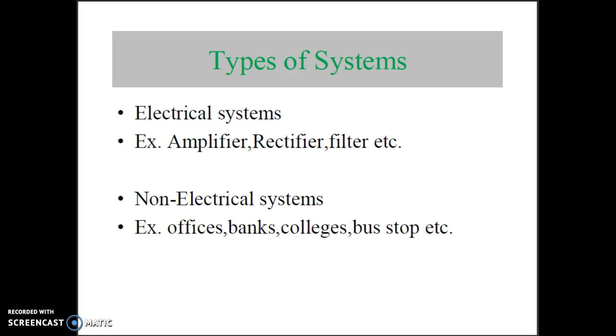There are two main types of systems, electrical systems and non-electrical systems. Examples of electrical systems are amplifiers, rectifiers, filters, etc. Let us consider the amplifier, which amplifies a weak signal. The weak signal represents the input signal. An amplifier is a system which amplifies the input weak signal and produces a strong signal. A rectifier can convert AC into DC, and a filter can remove the noise from input signals. These are examples of electrical systems, which require power for their operation.